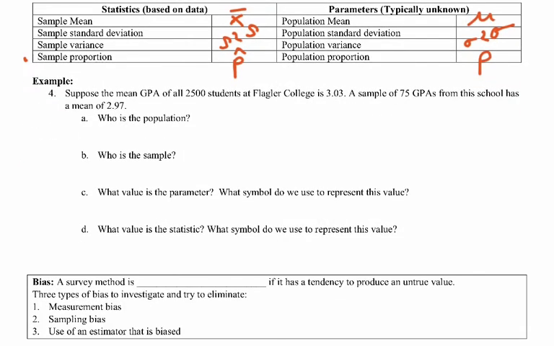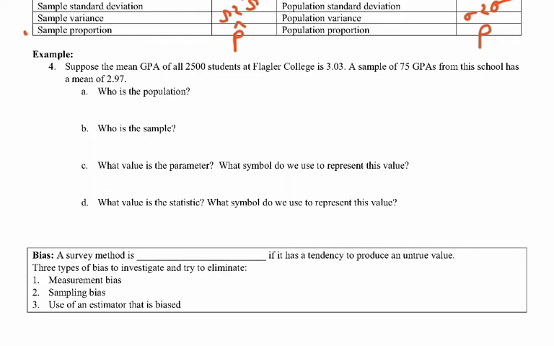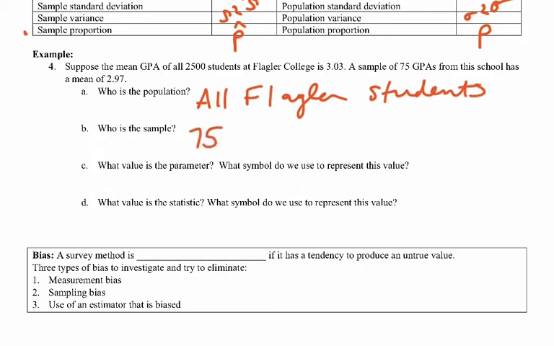So let's take a look at this example. Suppose the mean GPA of all 2,500 students at Flagler College is 3.03. And I made this up. I have no idea what the mean GPA is. So we're going to pretend it's 3.03. A sample of 75 GPAs from this school has a mean of 2.97. So first of all, who is the population? That would be all Flagler students. So we're interested in looking at all Flagler students. So that's our population. Who is the sample? The sample are the 75 that we selected to look at.